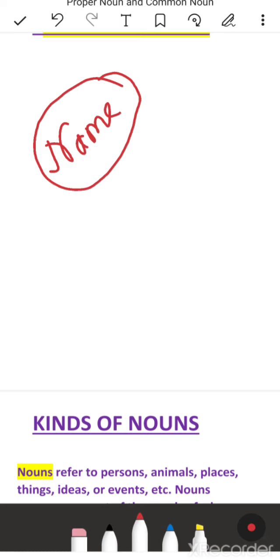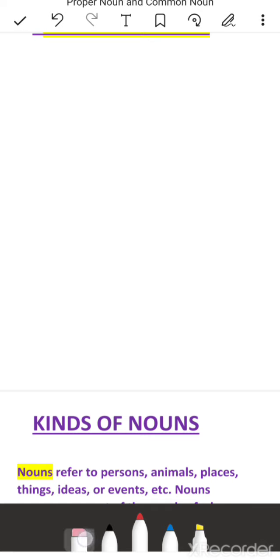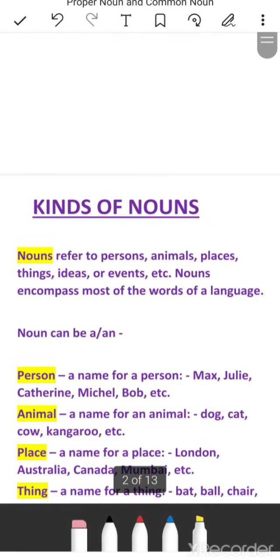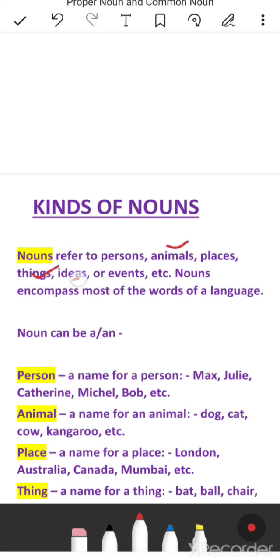If a word suggests a name of something or someone or some place, then we call that word a naming word, or in better words, we will call it a noun. So there are different types of nouns. What do they refer to? They refer to a person, to animals, to names of things, ideas, events, etc.